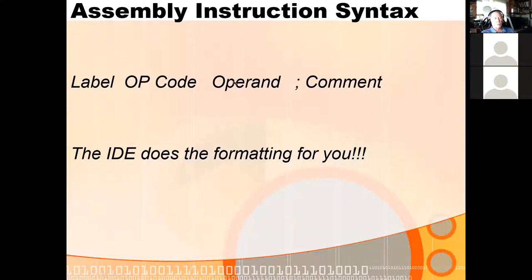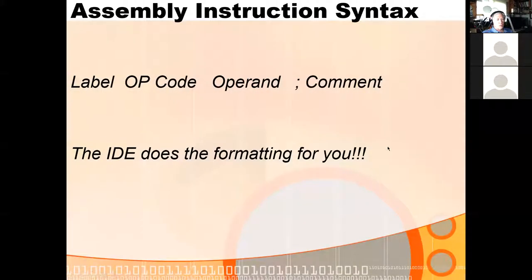but many instructions do take two. Some instructions only take one. Some take none. And then a semicolon and any comment you want to make, all on one line. Once you get to the next line, you're starting over with a label. So if you run your comment over, the letters on the next line will be interpreted as a label. So just keep your comments to one line or to the remainder of the one line. And the IDE will format this for you if you let it.